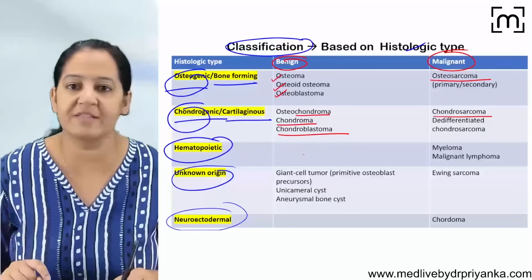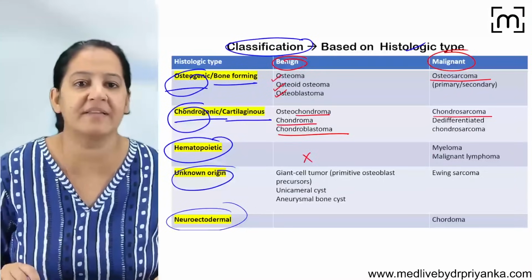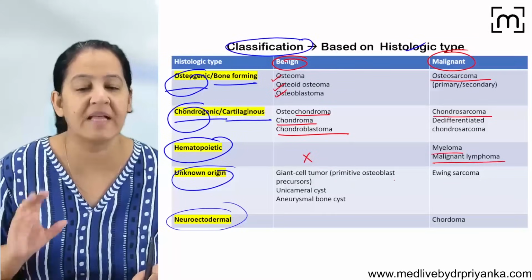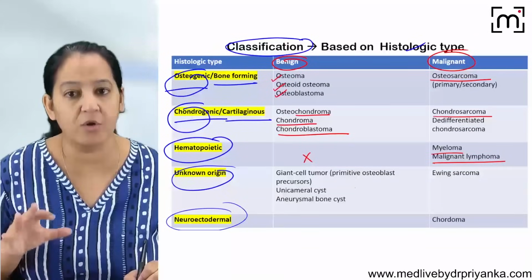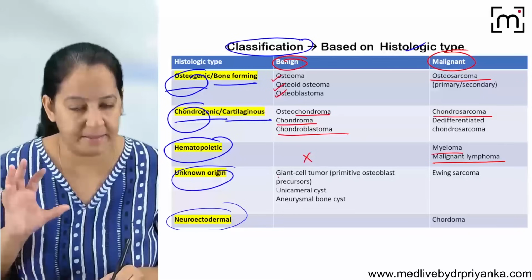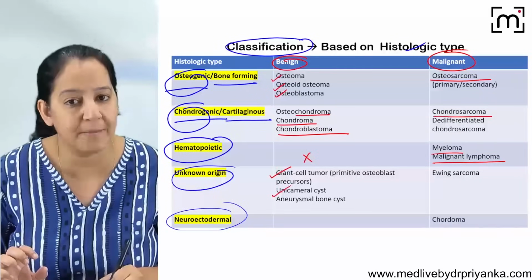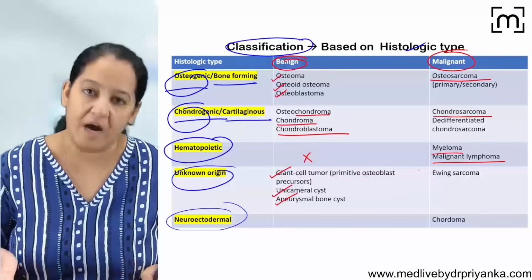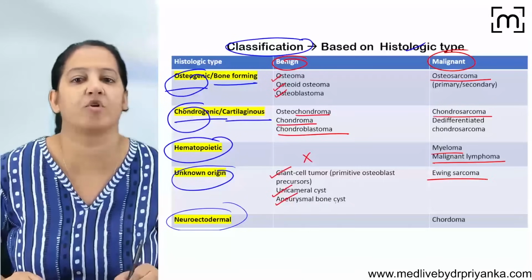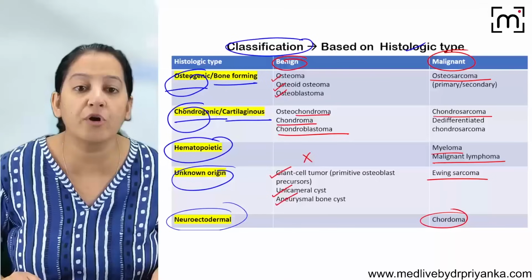In the hematopoietic, there is no benign tumor, only malignant tumors are there, that is myeloma and malignant lymphomas. These are hematopoietic in nature. Among the unknown origin, in the benign tumors, we have giant cell tumor, simple bone cyst, and aneurysmal bone cyst. Among the malignant category, we are having Ewing sarcoma, and in the neuroectodermal, it's chordoma.